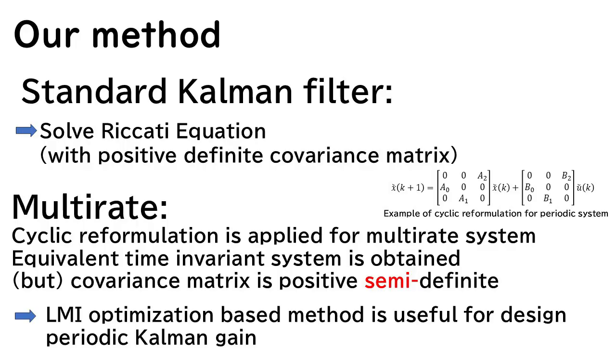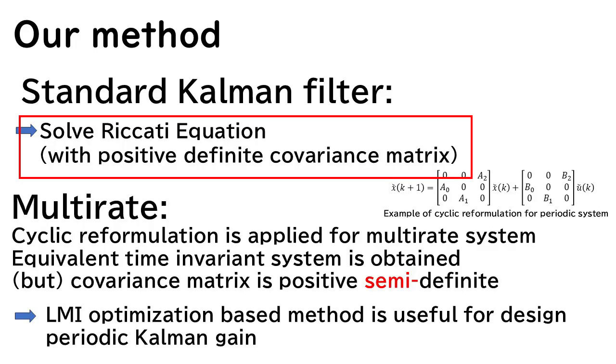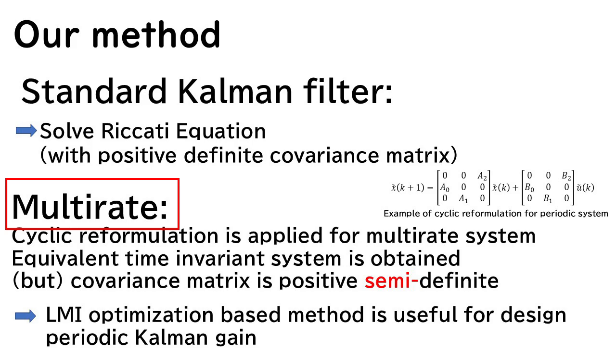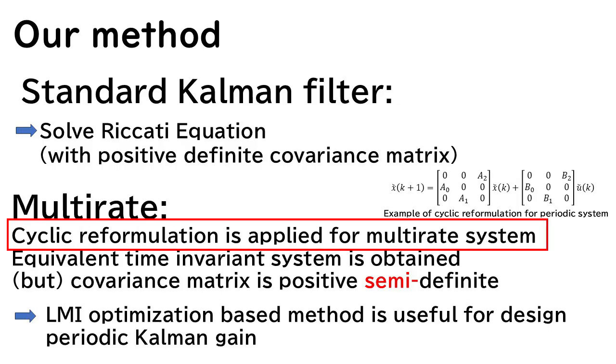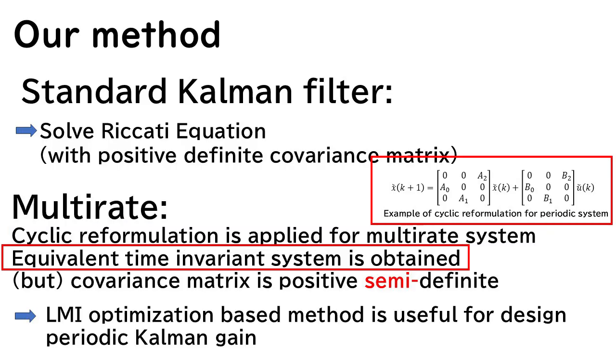In the case of the standard Kalman filter, the solution can be obtained by solving the Riccati equation, which includes a positive definite covariance matrix. For the multirate case, it is difficult to solve the Kalman filter in a multirate setting. To overcome this difficulty, we apply cyclic reformulation for multirate systems. An equivalent time-invariant system is obtained.